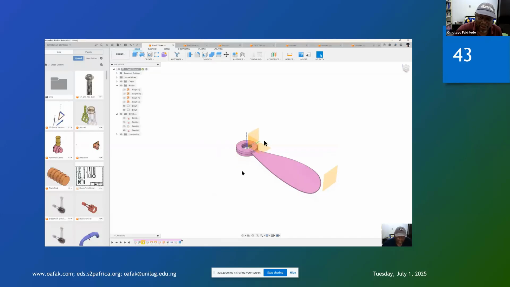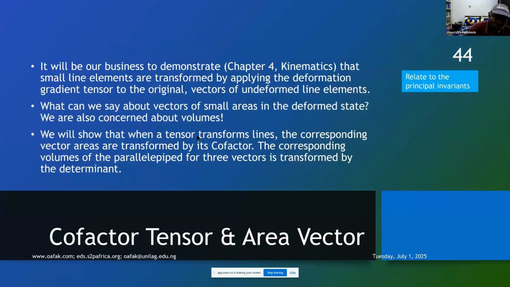So that is what I don't want to go beyond. This is what I'm teaching at 200 level. I'm teaching it tomorrow. So let us just go on. It will be our business to demonstrate.